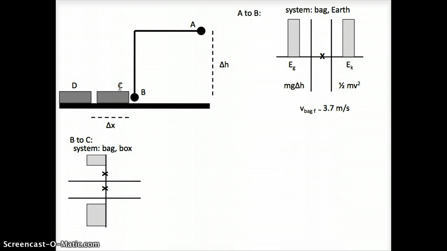So again, the bar chart in this case is pretty simple. We've got momentum before, pointed in this direction, and momentum after, pointed in this direction. I'm analyzing the situation assuming that the bag and the box travel together after the collision. This may not be precisely true, but it's an assumption that's good enough that I feel comfortable working with it.